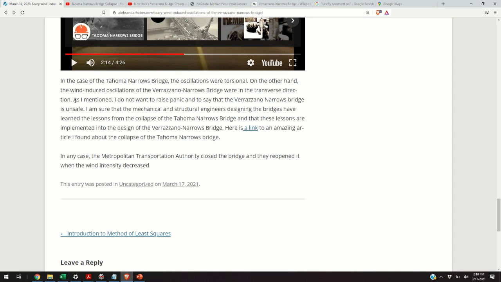Here they are. As I mentioned, I don't want to raise panic and to say that the Verrazzano-Narrows Bridge is unsafe. I'm sure that the mechanical and structural engineers designing bridges have learned the lessons from the collapse of the Tacoma-Narrows Bridge, and that these lessons are implemented in the design of the Verrazzano-Narrows Bridge. In any case, the MTA, or the Metropolitan Transportation Authority of New York City, closed the bridge and they reopened it when the wind intensity decreased.